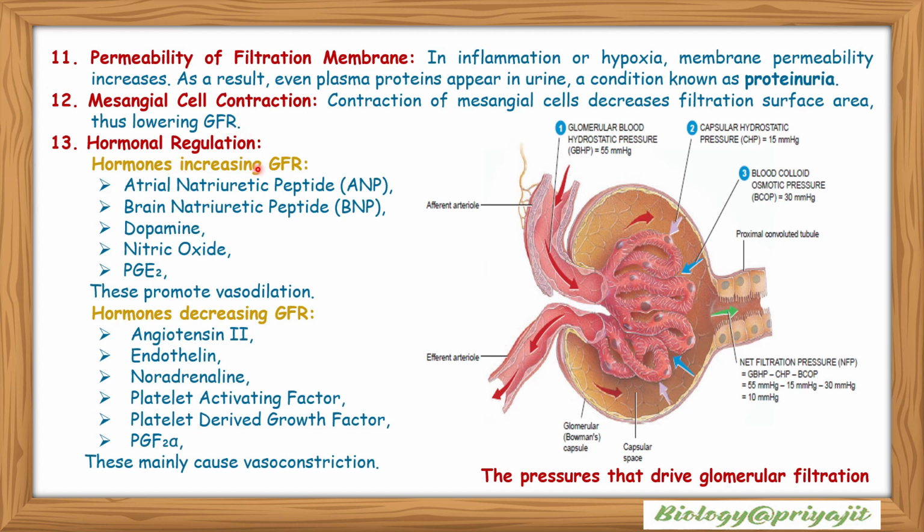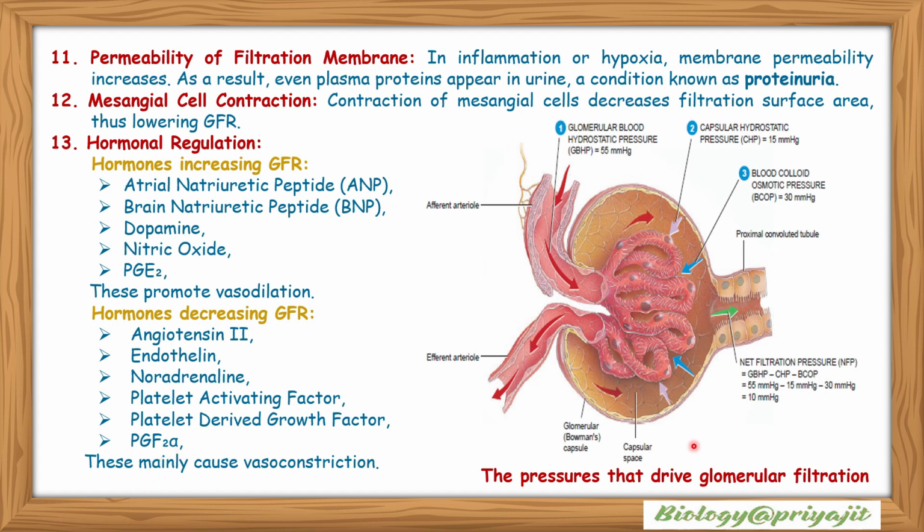Hormonal regulation. Hormones increasing GFR: atrial natriuretic peptide or ANP, brain natriuretic peptide or BNP, dopamine, nitric oxide, PGE2. These promote vasodilation. Hormones decreasing GFR: angiotensin 2, endothelin, noradrenaline, platelet activating factor, platelet derived growth factor, or PGF2 alpha. These may cause vasoconstriction.